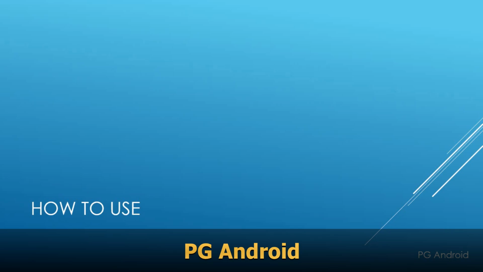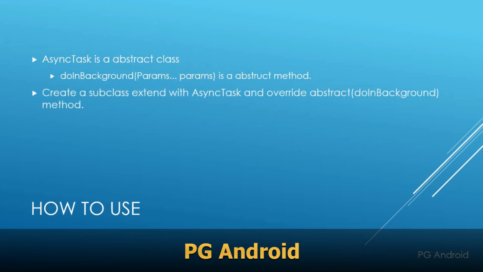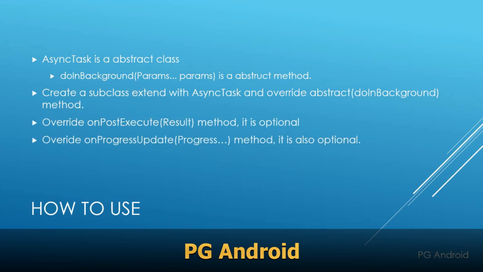How to use? The AsyncTask class is an abstract class. In this class, doInBackground is an abstract method. When you want to use this class, you have to create a subclass of AsyncTask and override the doInBackground method, and in that method you put your long running task. You can also override the onPostExecute and onProgressUpdate methods, but both of these methods are optional. It depends upon your case.